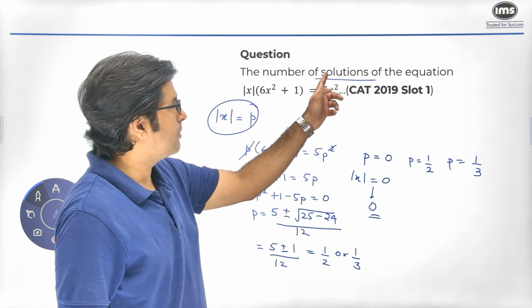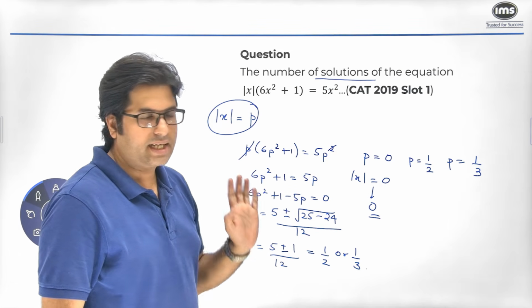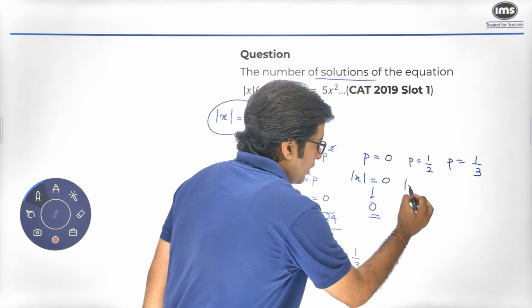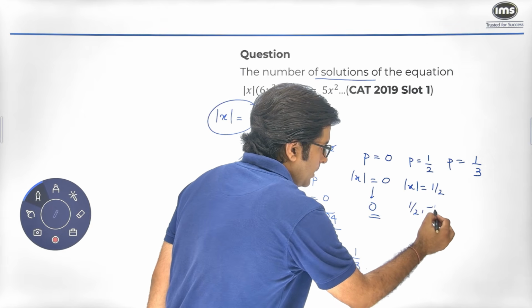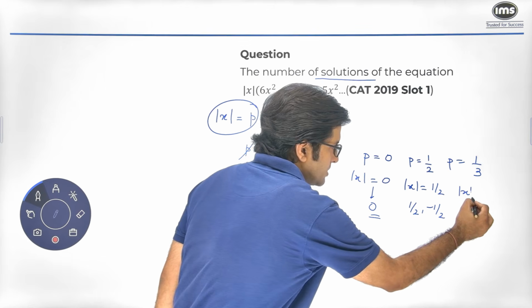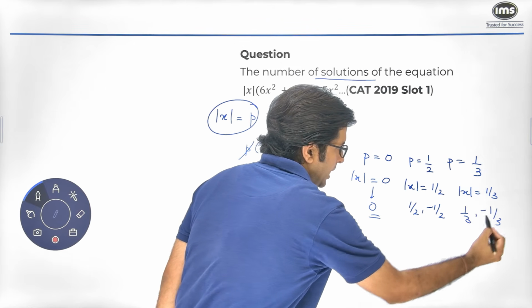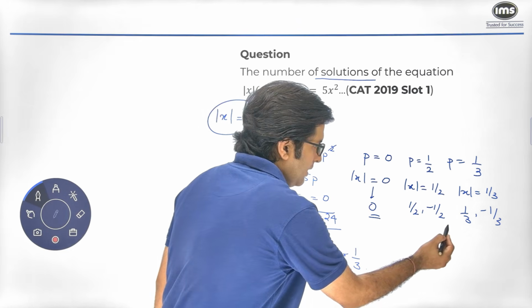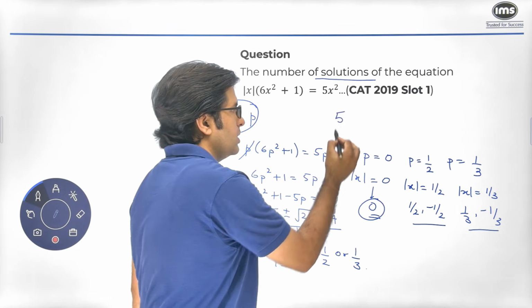We are asked the number of solutions for this equation. So understand, x equal to 0 is an acceptable solution. If mod x is equal to 1 by 2, then we get two possible answers, 1 by 2 and minus 1 by 2. And same is the case if mod x is equal to 1 by 3, then we get two possible answers, 1 by 3 and minus 1 by 3. And therefore effectively 2 and 2, 4 and 1, 5. The correct answer for this question is 5.